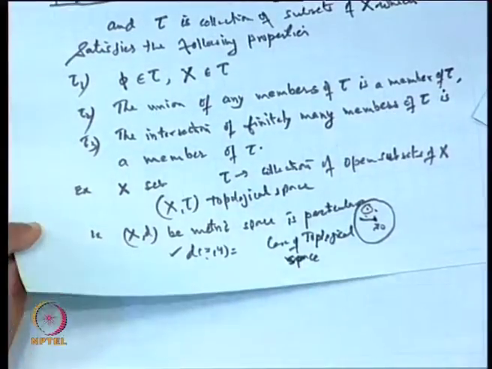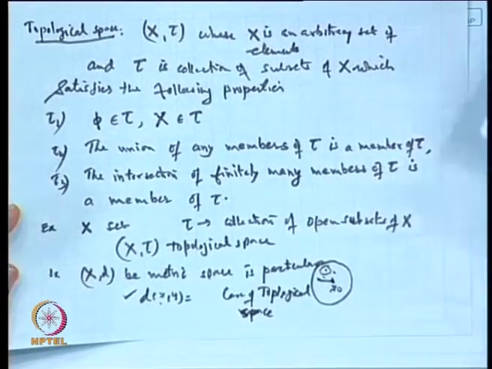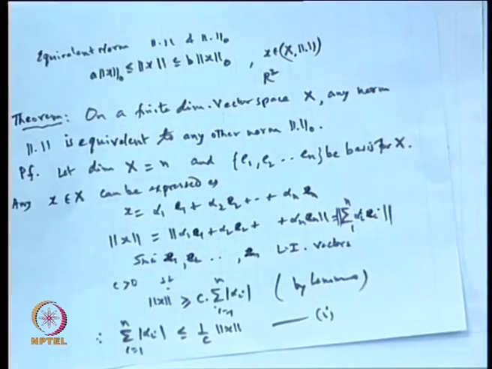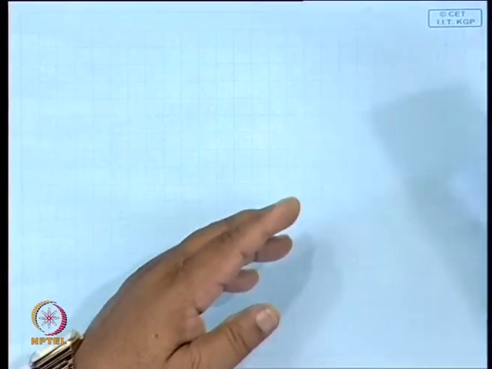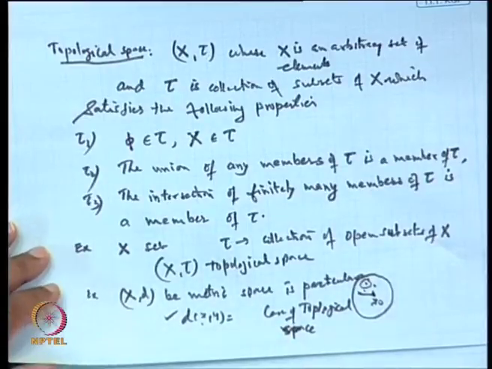What we are interested in is equivalent norms. When you take the concept of equivalent norms, then these equivalent norms give the same topology. That is, the corresponding metric spaces give the same collection of open sets. We will not go into detail about topological spaces, because that is another part of the subject, which we call topology.